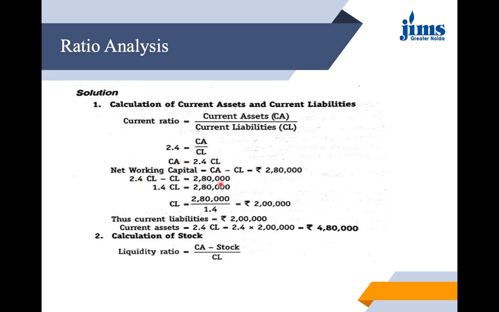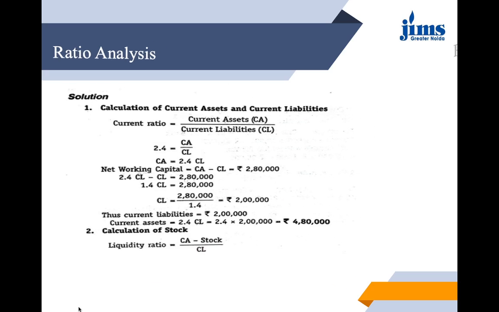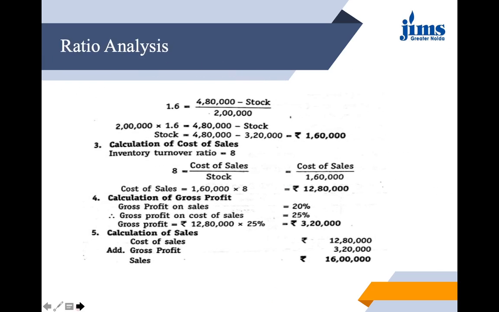From here we can calculate the current liabilities, and simply multiply 2.4 with current liabilities to obtain the current assets. Stock can also be obtained using these values, current assets minus stock upon the current liabilities. Let us see how to calculate it. We can put in the values and obtain the amount of the stock.